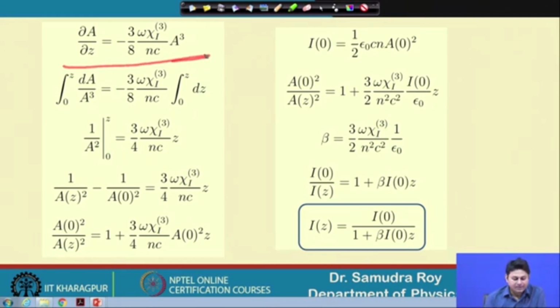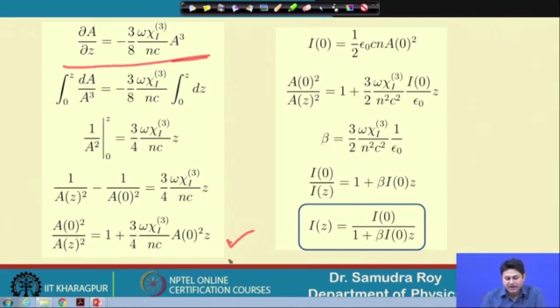So, the next thing is to solve this differential equation by directly integrating it. If you directly integrate, it will be dA over A cubed, and on the right hand side this is a constant, integrated from 0 to z. This integration gives you 1 by A square with the limit 0 to z, then 3 by 4 omega, and the right hand side is just multiplied by z. Do some simple algebra and you will have an expression like this, A0 square divided by A(z) squared is equal to some quantity. So, this is the evolution equation of the amplitude.